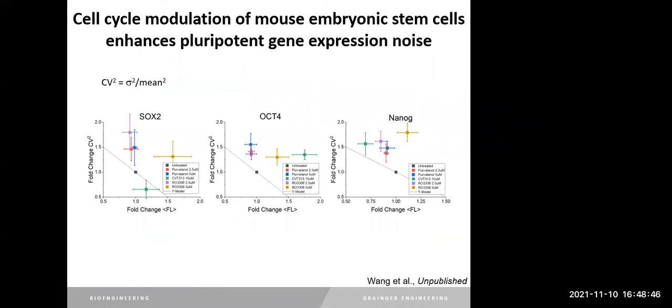This just shows that we're truly getting enhancement of noise in SOX2, OCT4, and NANOG. I showed on the previous slide just the NANOG data, but we're getting noise enhancement compared to the untreated control in all three pluripotent factors. So we're cautiously optimistic that hopefully we'll have some more results on the differentiation next time that we present on this. But so far, we've been doing the noise modulation there.